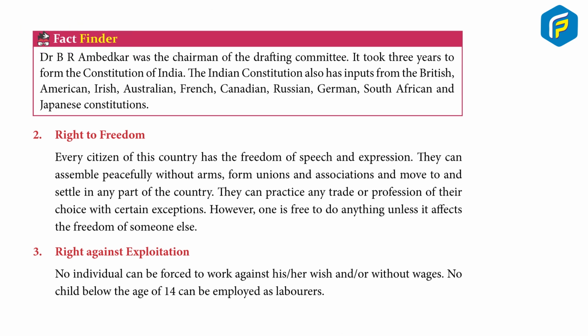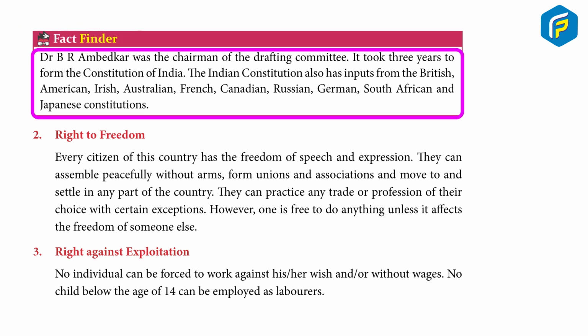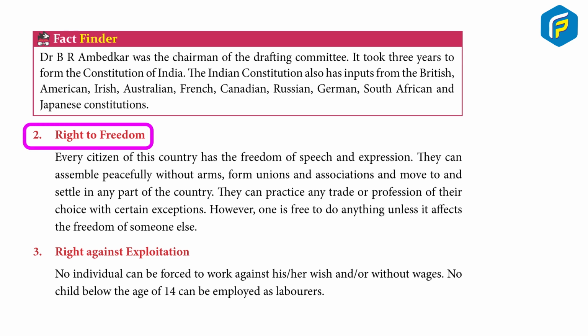Fact Finder. Dr. B.R. Ambedkar was the chairman of the drafting committee. It took 3 years to form the Constitution of India. The Indian Constitution also has inputs from the British, American, Irish, Australian, French, Canadian, Russian, German, South African, and Japanese constitutions.